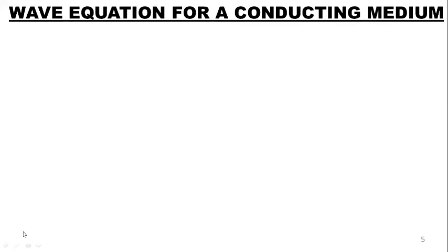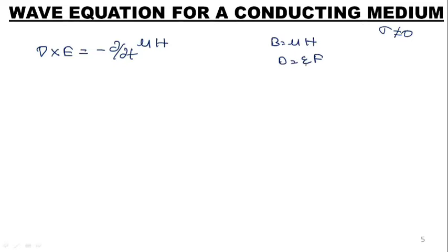So now we will see the wave equation for a conducting medium. Conducting medium means it will have charge carriers, so sigma will not be equal to 0. You know the equation del cross E is equal to minus dou by dou T of mu H, and that B is equal to mu into H, D is equal to epsilon into E. Then we have also seen del cross H is equal to J plus dou D by dou T.